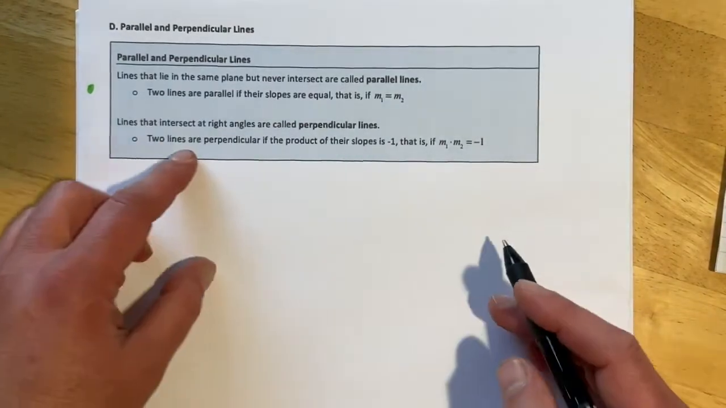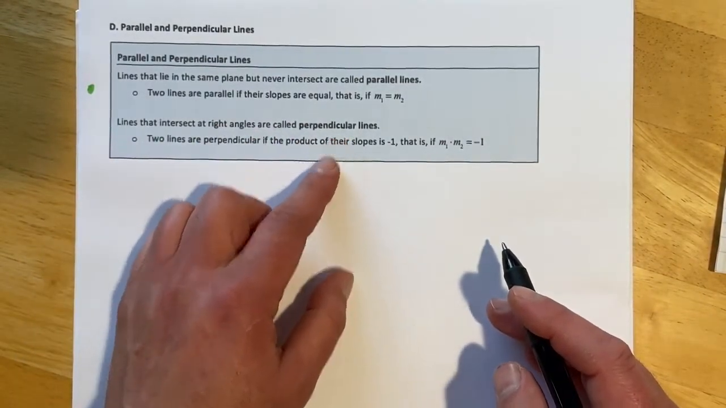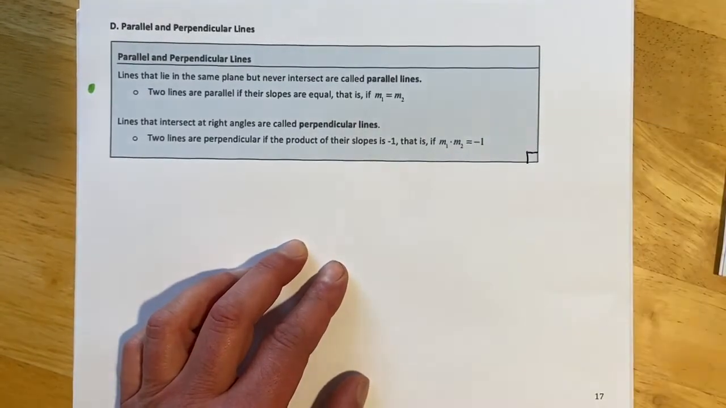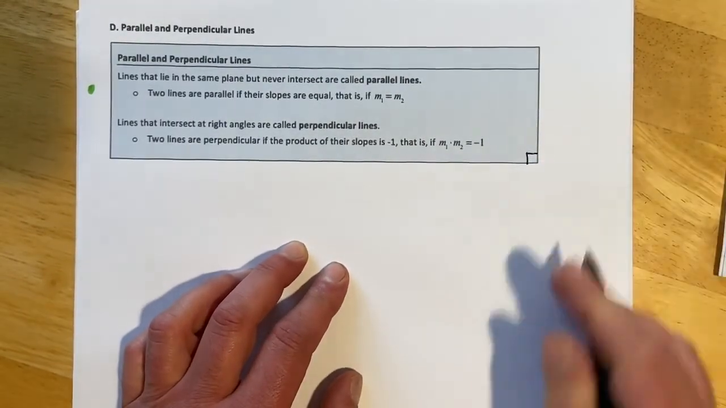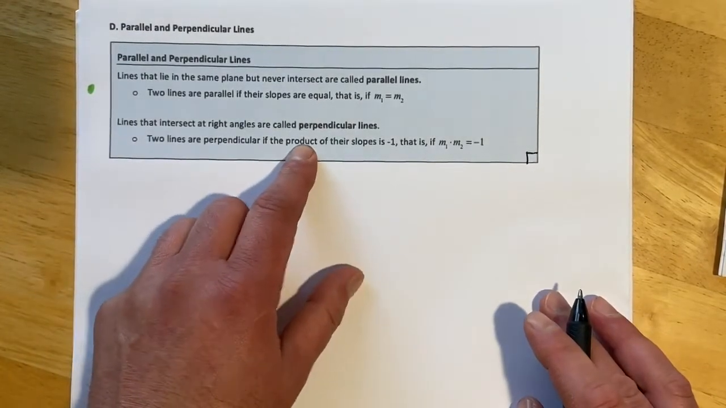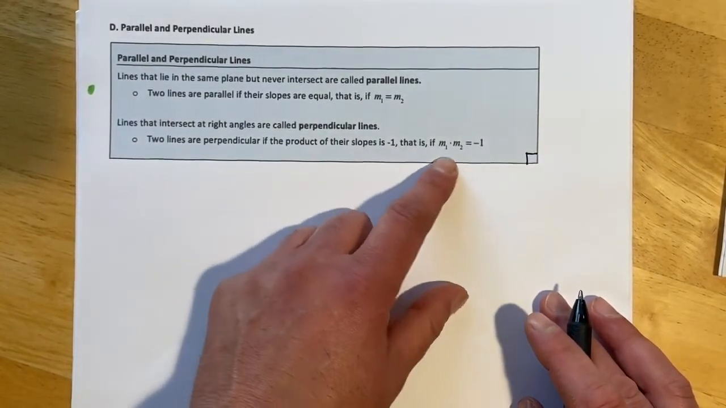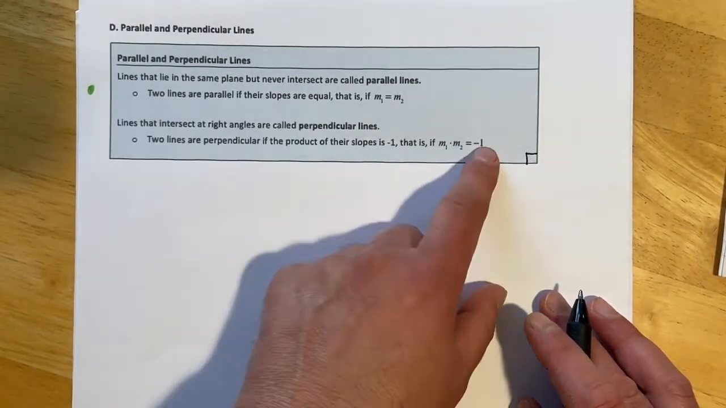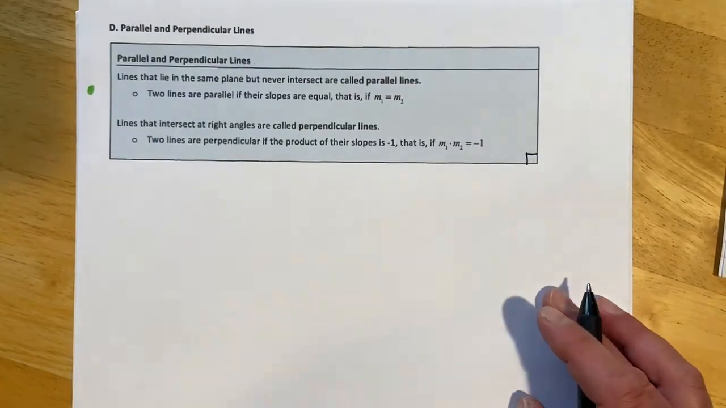Two lines that intersect at right angles are called perpendicular lines. For instance, these two lines right here are intersecting at a right angle, so those would be perpendicular. And two lines are perpendicular if the product of their slopes is -1, that is, if m1 times m2 equals -1. There's an easier way to think of that.